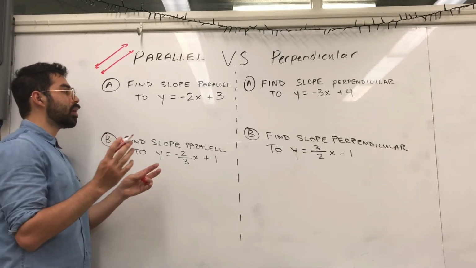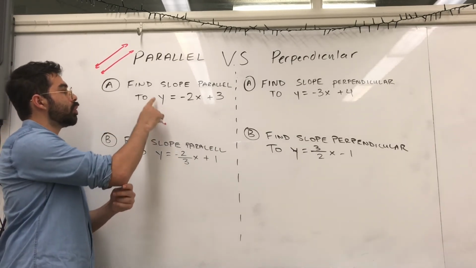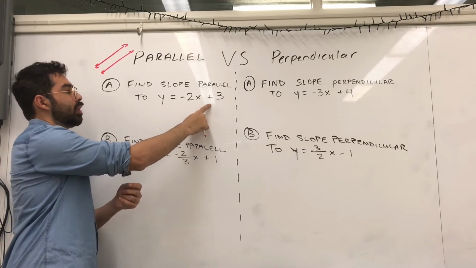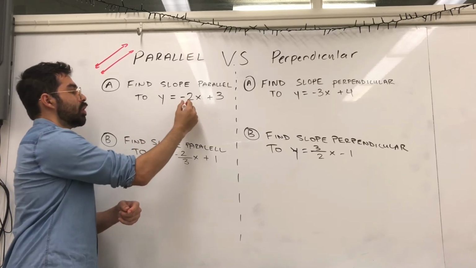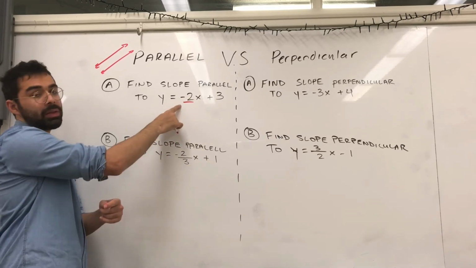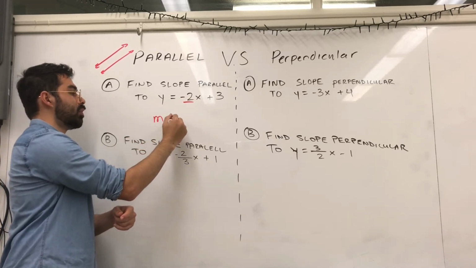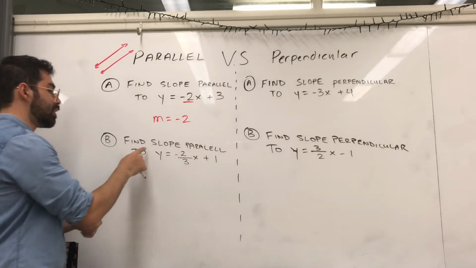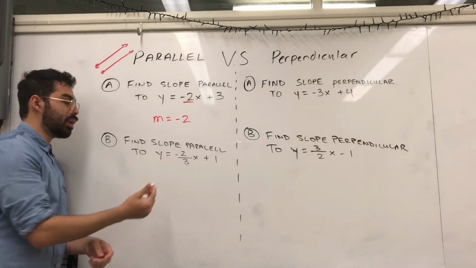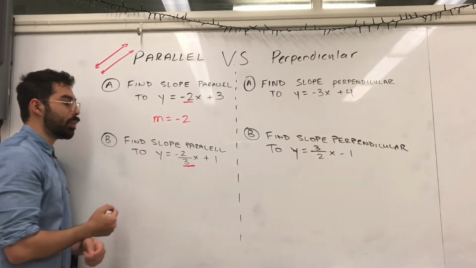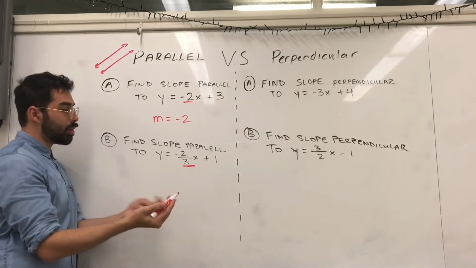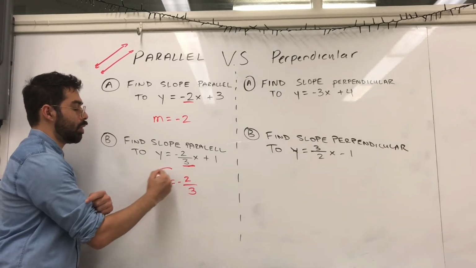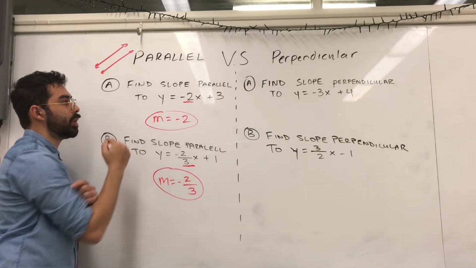As far as parallel goes, if they have the same slope, what's the same slope as y is equal to negative 2x plus 3? Well, I've got a slope of negative 2 here. Something parallel to this would have a slope of negative 2 as well, okay? Same idea, find the slope parallel to this equation. I just need to figure out what slope I'm actually dealing with, and the slope parallel to that would be the exact same slope. So those are your two answers here.